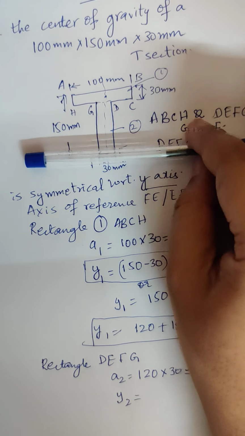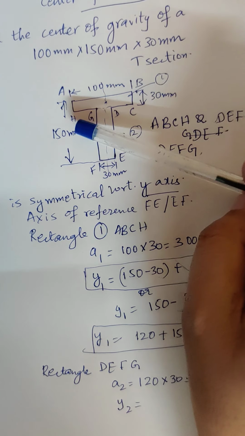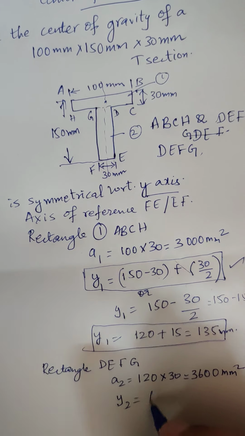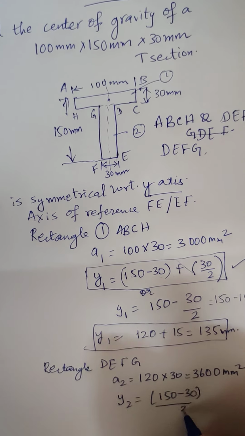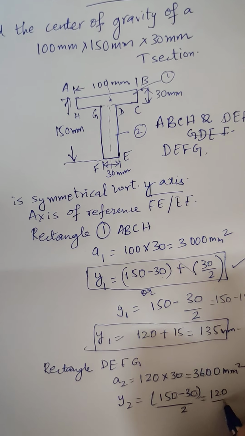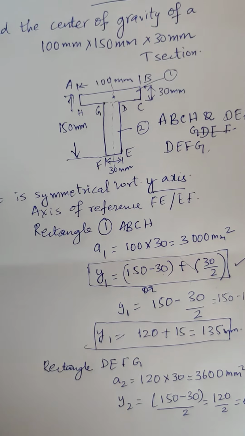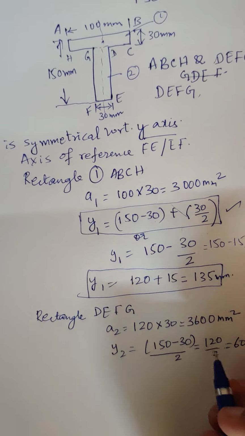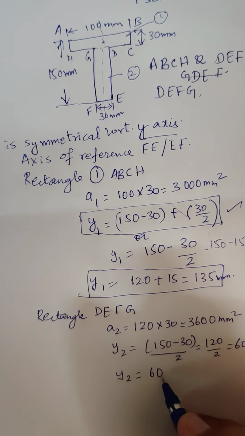Now similarly for this one, how will you take y2 with respect to this? FE will move like this. It will be half of this. This will be 150 minus 30, which is 120, and 120 by 2. So I'll write 150 minus 30 by 2, which is 120 by 2 equals 60. Y2 equals 60 mm.